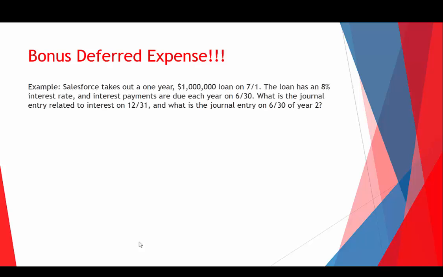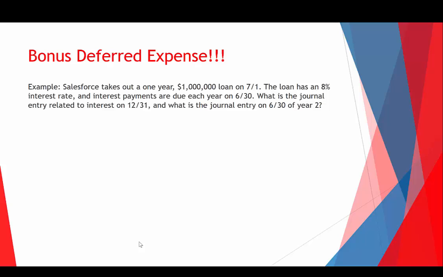A lot of times with deferred expenses, a pretty common one that you see is interest expense, and we don't want to feel that we're cheating you guys out of that interest expense. So in this example, Salesforce takes out a 1-year, $1 million loan on July 1st. The loan has an 8% interest rate, and interest payments are due each year on June 30th. I guess if it's a 1-year loan, we'll just say they're due at the end of the first year, June 30th. So what is the journal entry related to interest on 12/31, and what is the journal entry on 6/30 of year 2?